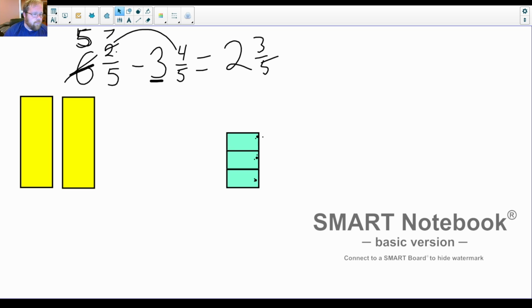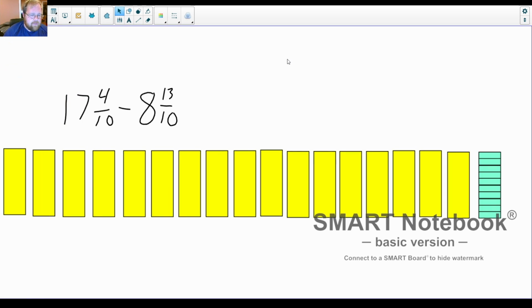Alright, we're going to do a few more, 2 more. Stick with me. Oh my gosh. 17 and 4 tenths minus 8 and 13 tenths. Oh, that's some. It's not that much. Calm down. It's okay. So again, let's count.